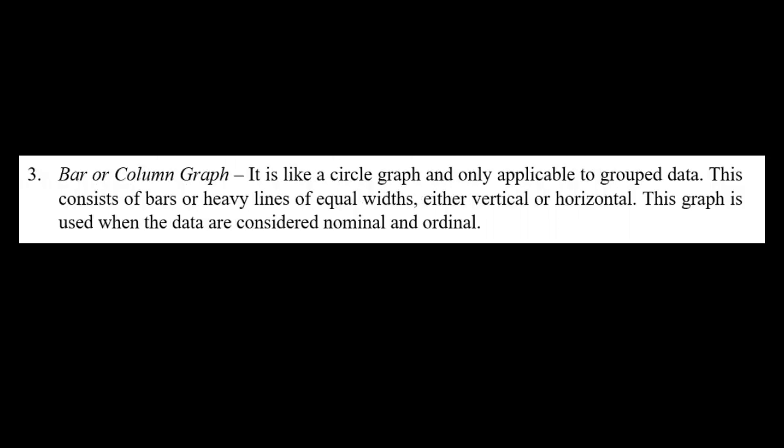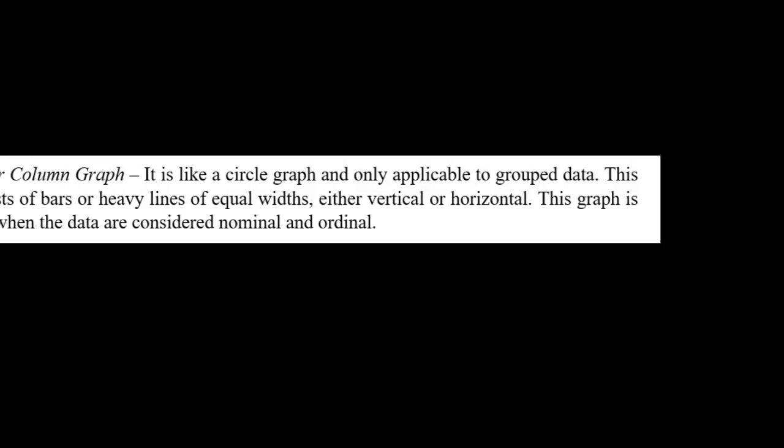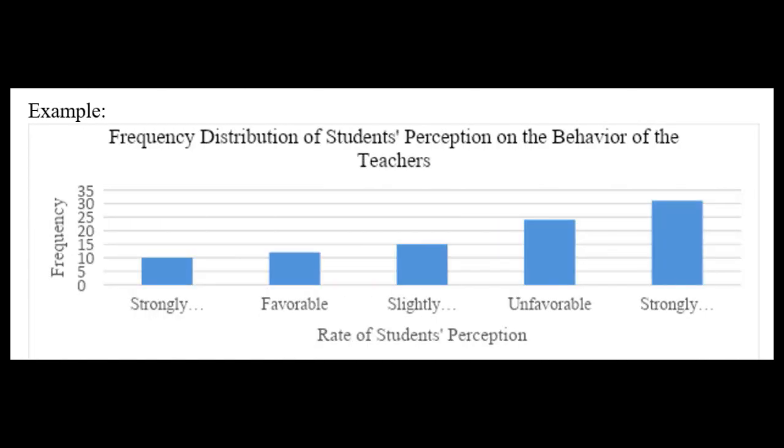Next here is a bar or a column graph. It is like a circle graph and only applicable to group data. This consists of bars or heavy lines of equal widths, either vertical or horizontal. This graph is used when the data are considered nominal and ordinal. Example, the frequency distribution of students' perceptions on the behavior of the teachers.